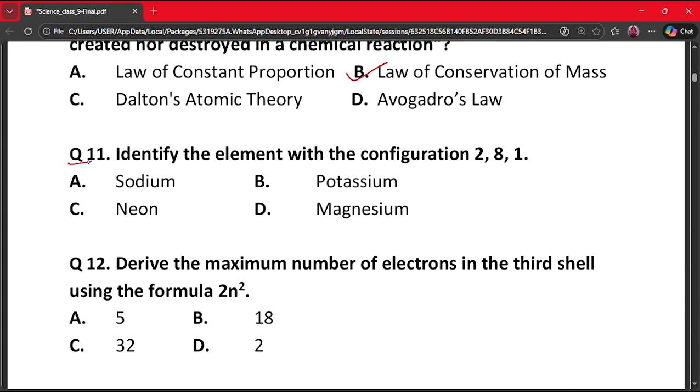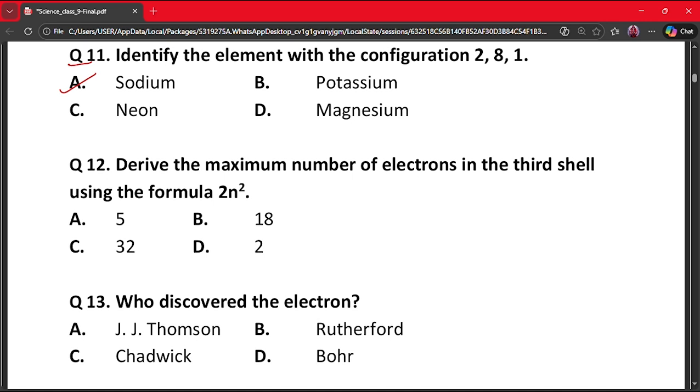Our next question is question number 11. Identify the element with the configuration 2, 8 and 1. A. Sodium, B. Potassium, C. Neon, and D. Magnesium. So 2, 8, 1 configuration belong to sodium, which has 11 electrons. So our correct answer is option A. Let's move on to the next question. That is question number 12.